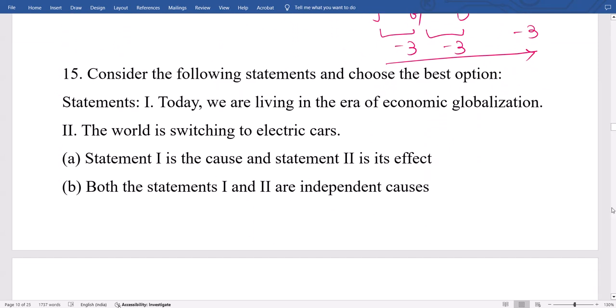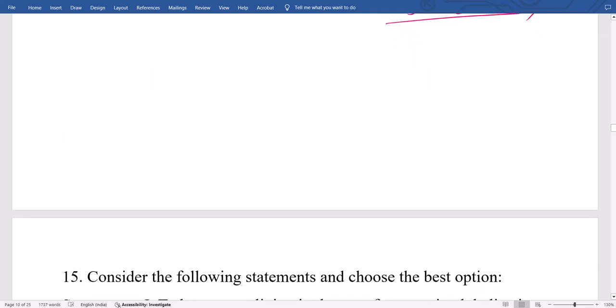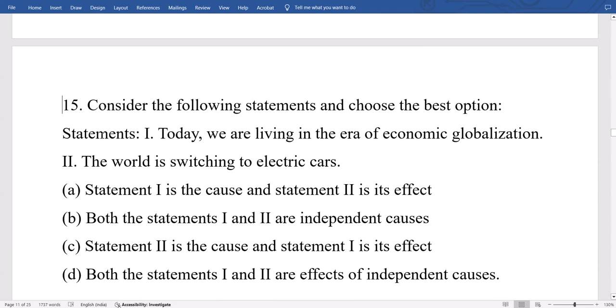Here again, statements are given. They are asking which is the cause and which is the effect. Today we are living in the era of economic globalization. The world is switching to electric cars. These two are not linked. We are switching to electric cars because of the environment, and maybe financial reasons. Maybe petrol cost is more and electric will be a bit less. It depends on how you use the car, daily, weekly or monthly. So it's different.